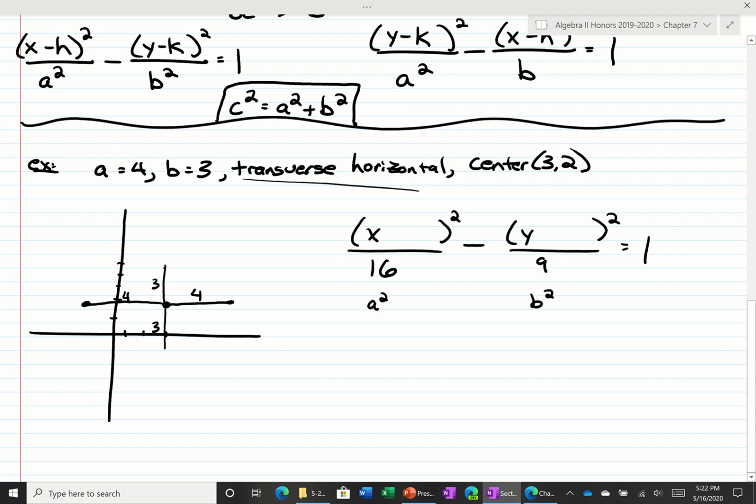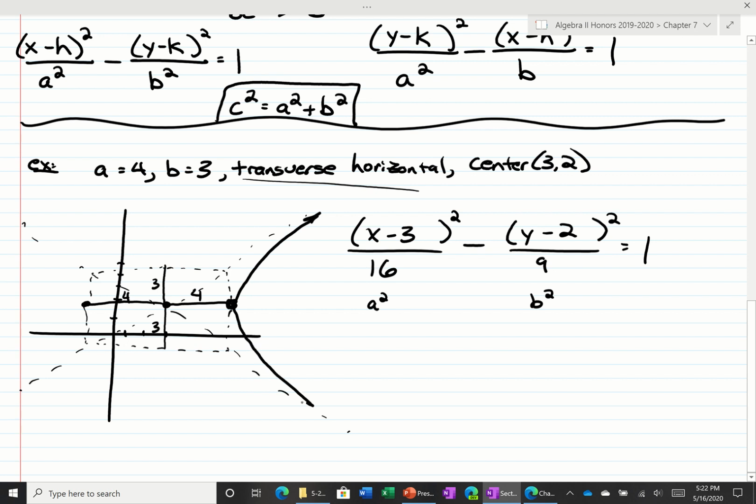So B squared is 9. And if our center is 3, 2, that's what the equation looks like. Now to actually graph this, we have our transverse and we have our conjugate, so we're going to box them in. And draw our asymptotes. Remember, we just connect the ends of the rectangle. It's a little weird to draw, but once you have your asymptotes, you draw your parabolas coming out from the transverse axis. That's what the actual graph looks like.